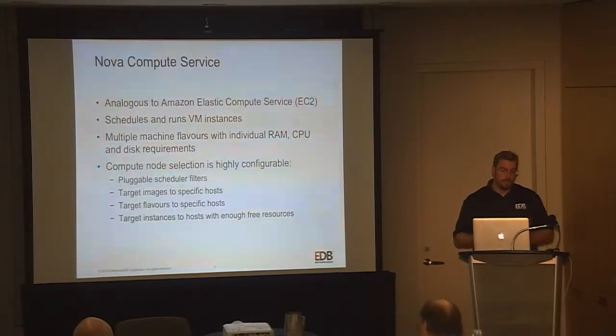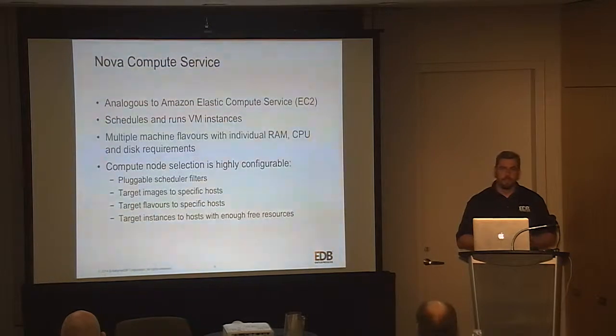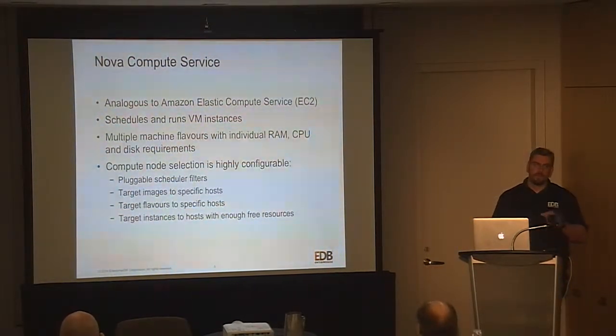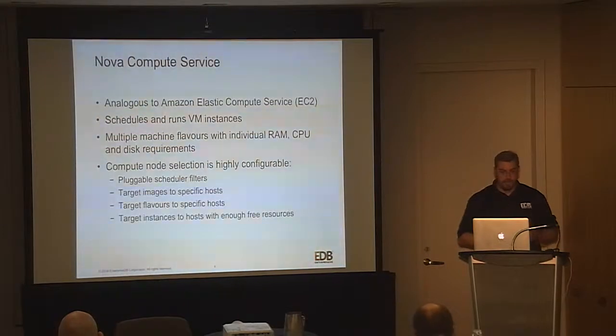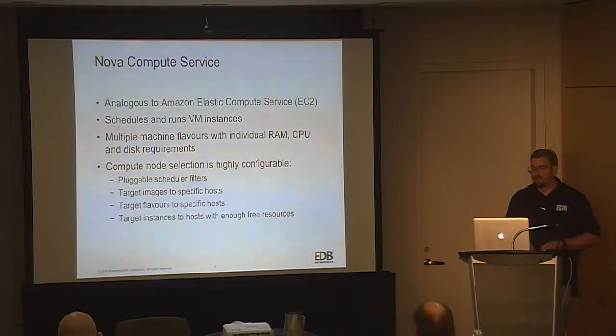You can target machine flavors to specific hosts, which is also useful. So you can have a high memory flavor, where you've configured one with 64 gigs of RAM, and you can make sure that that particular machine flavor only runs on a particular set of machines. And you can target instances to hosts with free resources. That's fairly fundamental. You need to make sure that you're going to launch an instance on a machine that actually has the resources available to run it successfully.